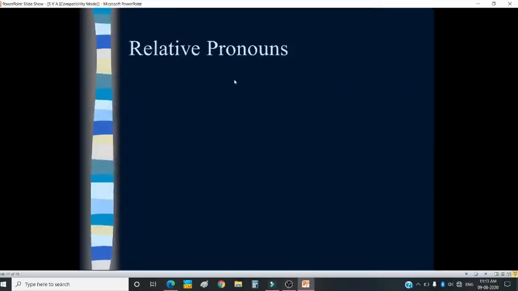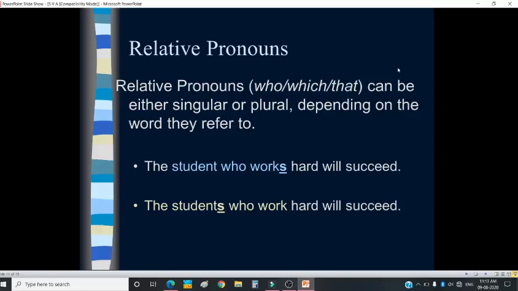Relative pronouns. Next, relative pronouns can be either singular or plural depending on the word they refer to. The student who works hard will succeed. The students who work hard will succeed. Here, it can be either singular or plural depending on the word they refer to. The student, since it is singular, there is an s here: the student who works. The students who work hard. Normal case, no problem.